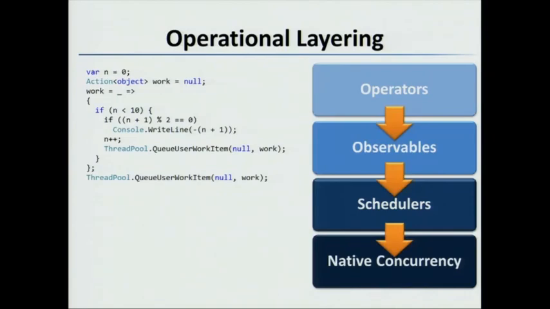So at the very lowest level, what really is happening in our original query is that we actually have the thread pool queue user work item doing the work at the lowest level. So again, with Rx, you start with these high-level queries, and then those high-level queries are lowered into a query plan, which is the composition of observables, and then it's executed abstractly via the schedulers, and then they actually do their work via the native concurrency in the system.